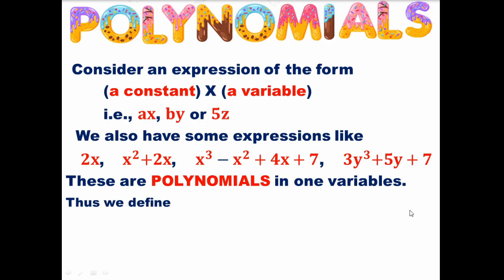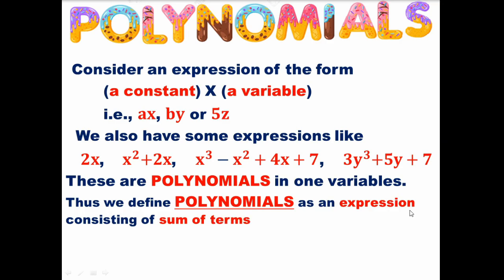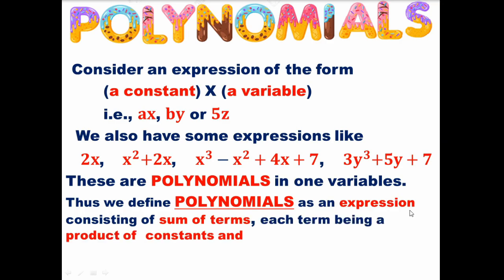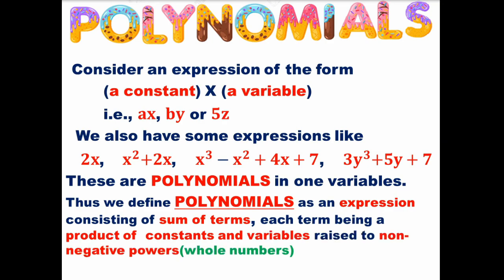So using this, I can define what are polynomials. Polynomials are expressions consisting of sums of terms, each being a product of constants and variables raised to non-negative powers, in particular whole numbers, right? Okay, that is, see, polynomial is a sum of terms. So you have here x square plus 2x. So it is a sum of two terms here. And here you have x cube minus x square plus 4x plus 7. So here it is a sum of 4 terms.